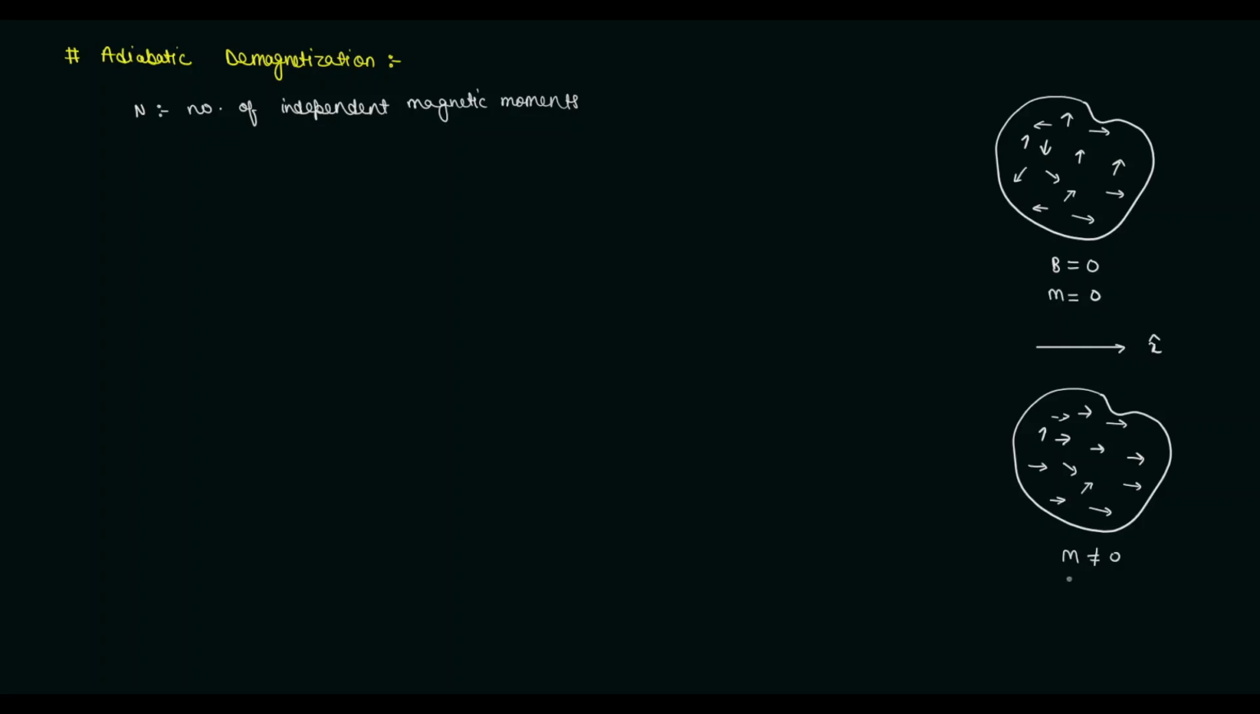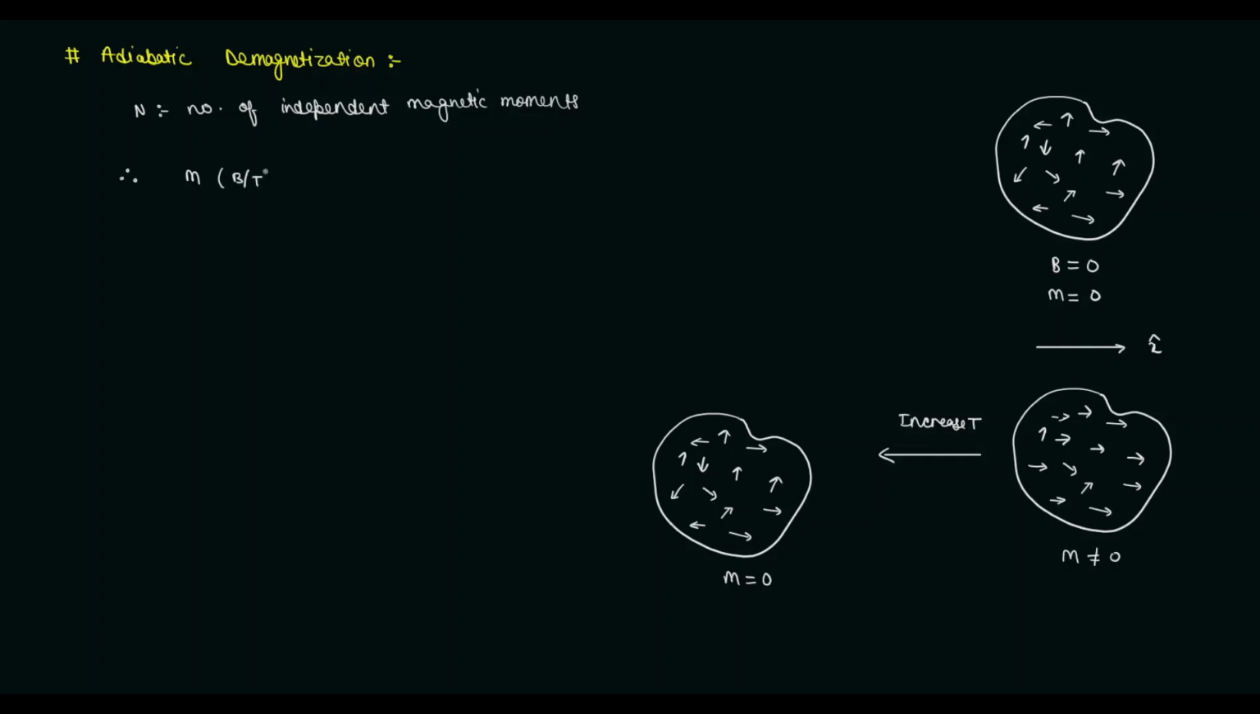But in case of paramagnetic materials, there is an effect of temperature also, as an increase in temperature T will again disalign these magnetic moments. So therefore, the magnetization will reduce and at some point it will again reach zero. So the magnetization will depend on the ratio of magnetic field to the temperature. And as you increase magnetic field, the magnetization will increase, and if you decrease temperature, then also the magnetization will increase.